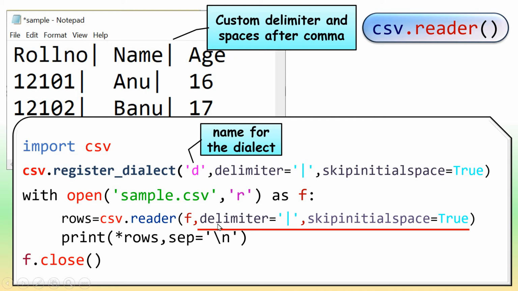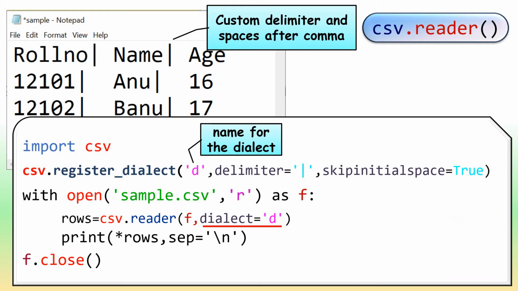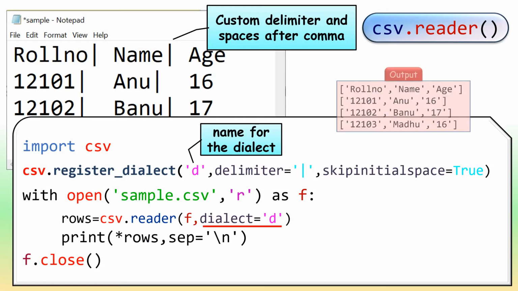Now in the reader function, I can remove these two parameters and then replace them with dialect is equal to 'd'. Dialect is equal to 'd' within quotes. Here 'd' is the name of the dialect which I have mentioned in the register_dialect function of the CSV module. A dialect describes the format of the CSV file that is to be read. The output of this program is the same as before.